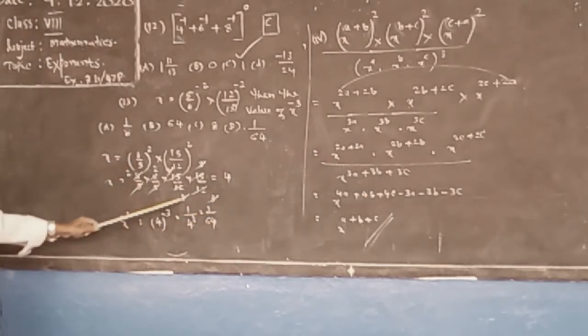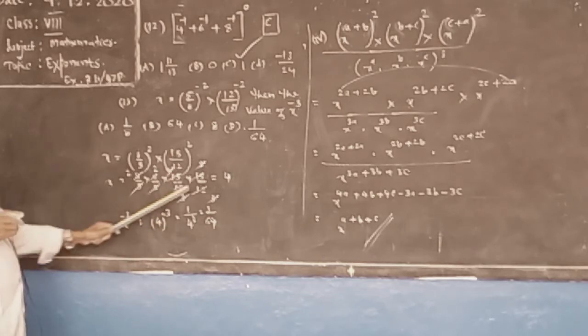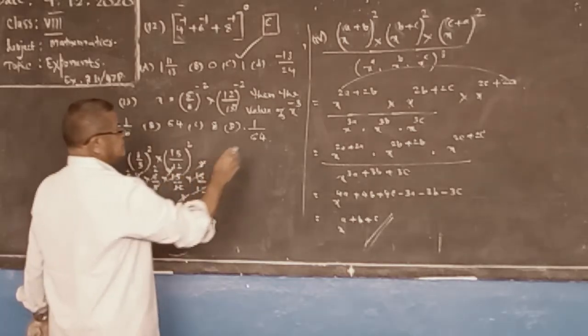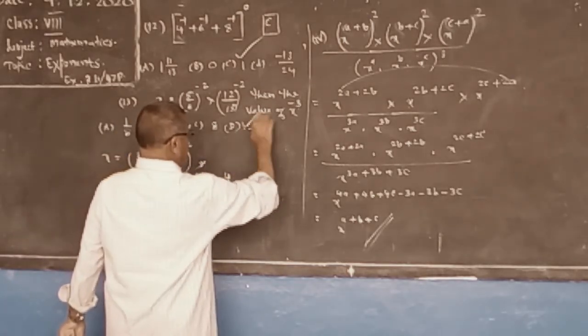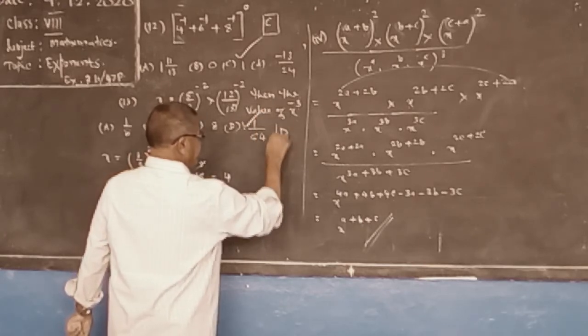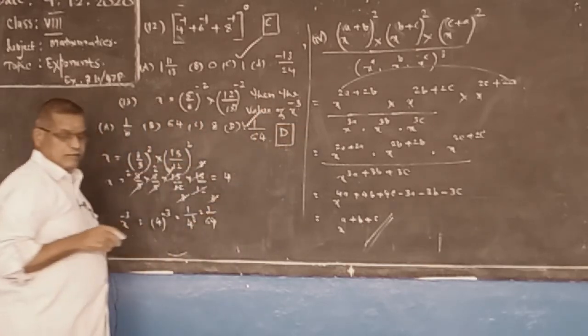Minus is there, right? So this is the reciprocal. This is D. We have to simplify.